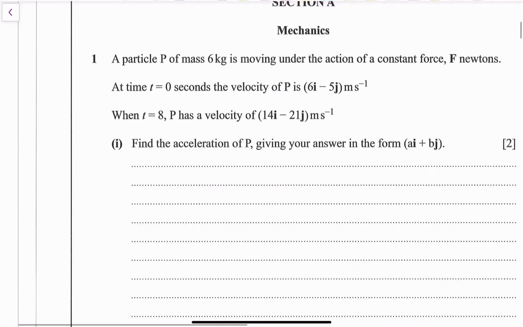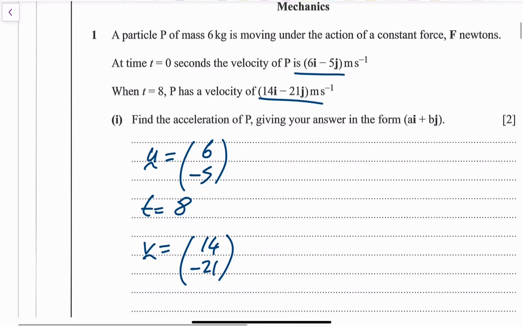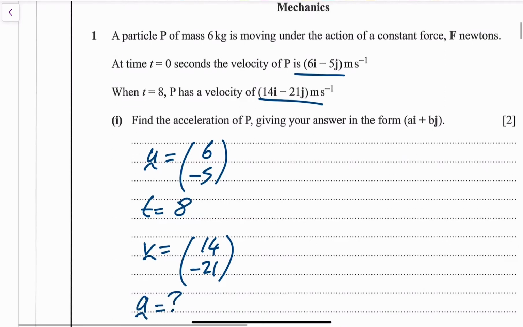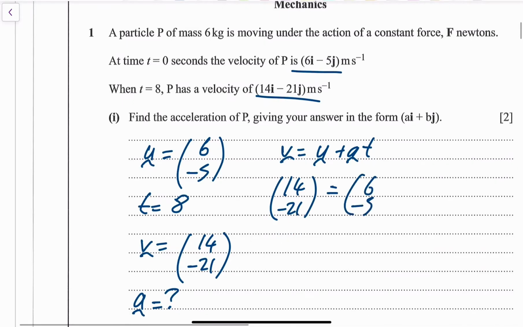So your initial velocity is this thing. I'm going to write it as a column vector, so 6, minus 5. Your time is equal to 8, because 8 seconds later. And your final velocity, as a column vector, is 14, minus 21. And what we need to find then is your acceleration. So we can just use vector v is equal to vector u plus vector a times t. So that's going to be 14, minus 21 is equal to 6, minus 5 plus 8 times a. So bring that 6 across.